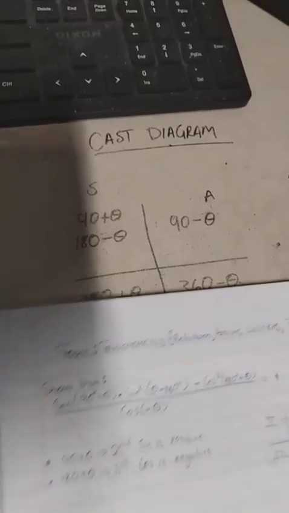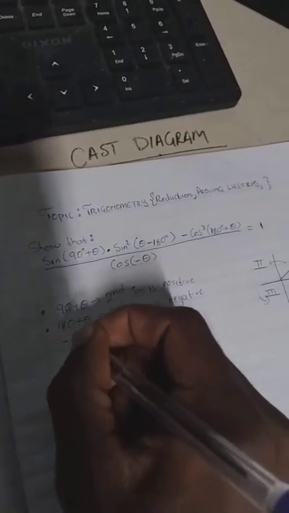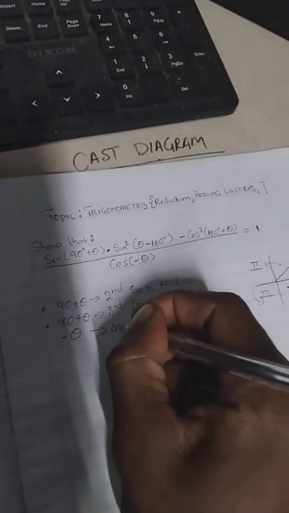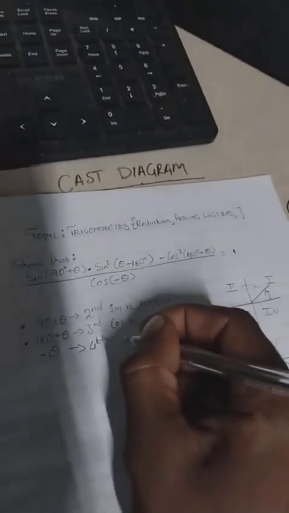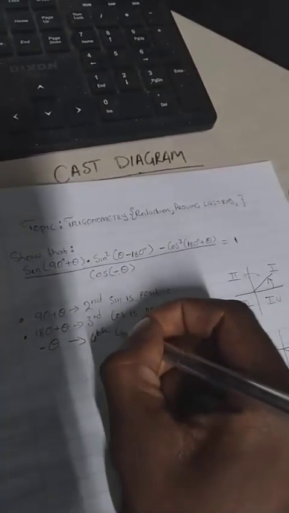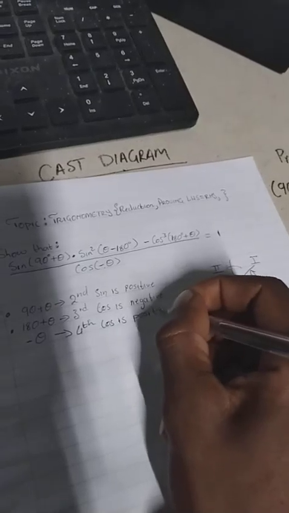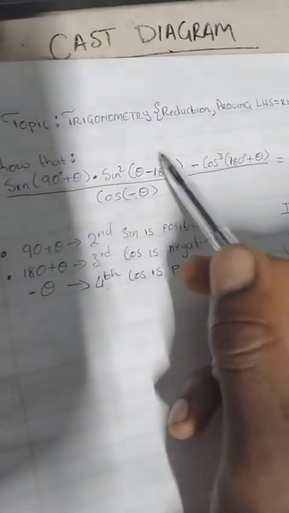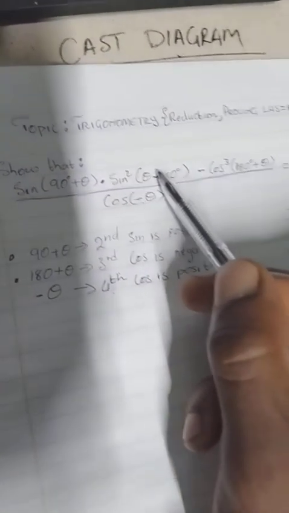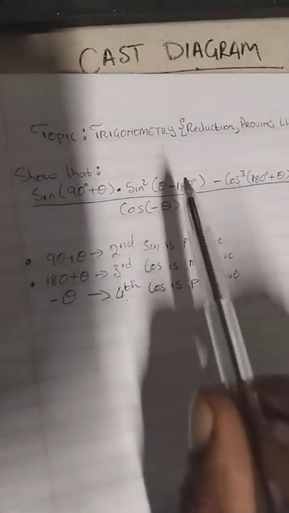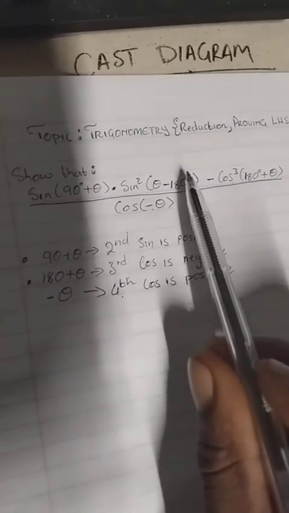Thank you very much for your participation. So now I'm going to take this argument, negative theta, is going to be in the fourth quadrant, and cos is positive on the fourth quadrant, ne? So now let me break this scenario down, and I'm just going to do this in the simplest manner, ne?